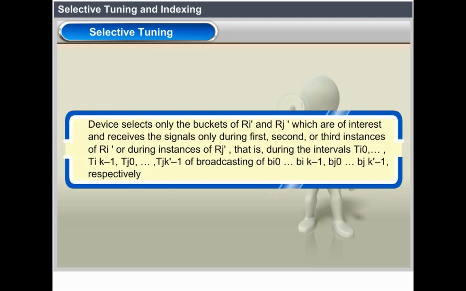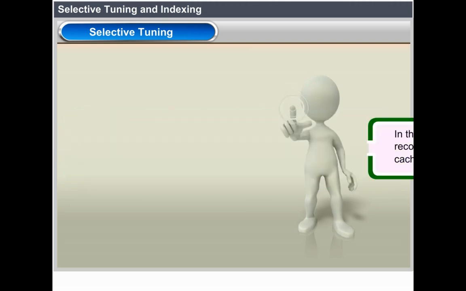The device selects only the buckets of Ri and Rj which are of interest and receives the signals only during the first, second or third instances of Ri or during instances of Rj, that is, during the intervals Ti0 to Tik-1, Tj0 to Tjk-1 of broadcasting of Bi0 up to Bik-1, Bj0 up to Bjk-1 respectively.